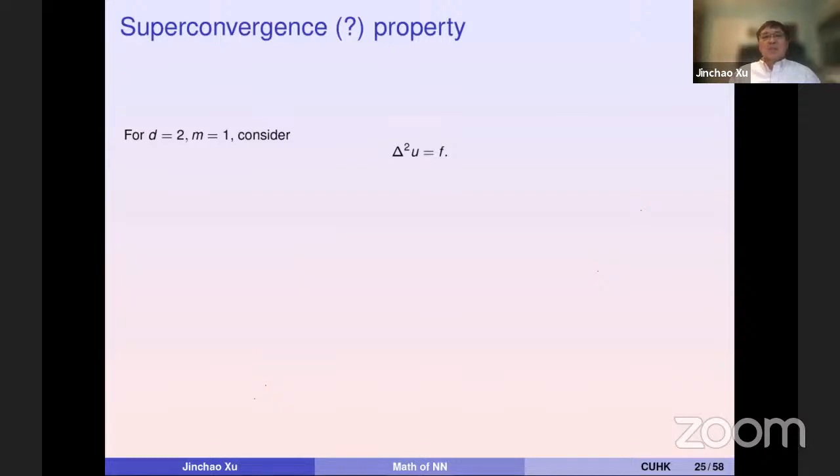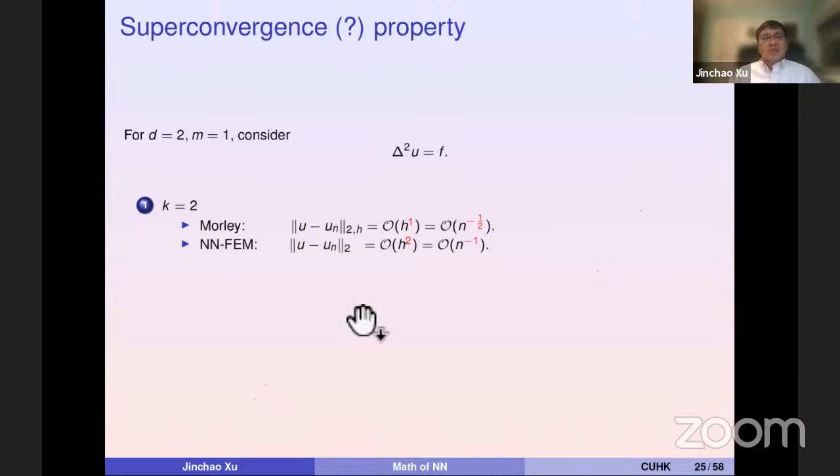The superconvergence means that take a biharmonic, wait a minute, what am I doing? This should be 2m, the fourth order. This should be m equal to 2. Fourth order equation. We know the Morley element is quadratic. If you do the H2 norm, it is h to the first order, n to the negative half. But if you do the neural network finite element method, it is n to the negative 1. So you kind of get h squared, but you still have piecewise quadratic.